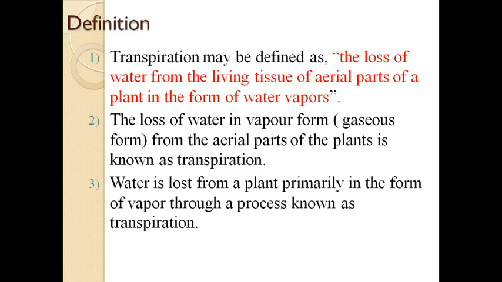Next we focus on the definition of transpiration. Here I am giving 2 to 3 definitions of transpiration. First definition: transpiration may be defined as the loss of water from the living tissues of aerial parts of a plant in the form of water vapor. Second definition: the loss of water in a vapor form, that means the gaseous form, from the aerial parts of the plant is known as transpiration.